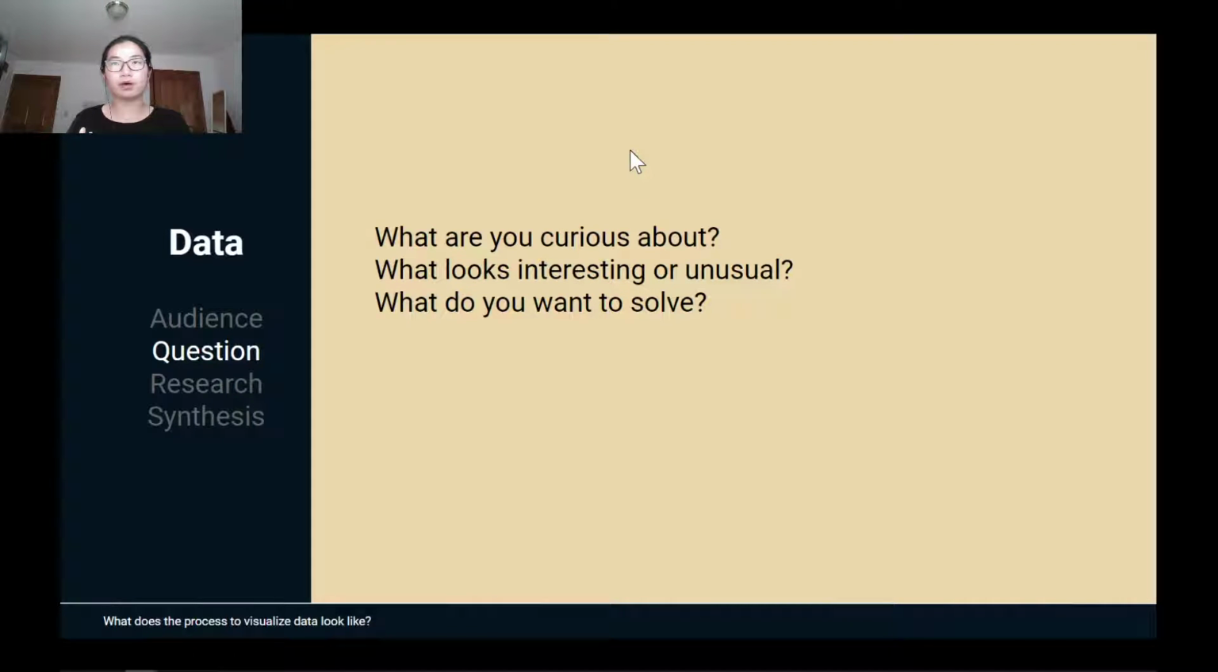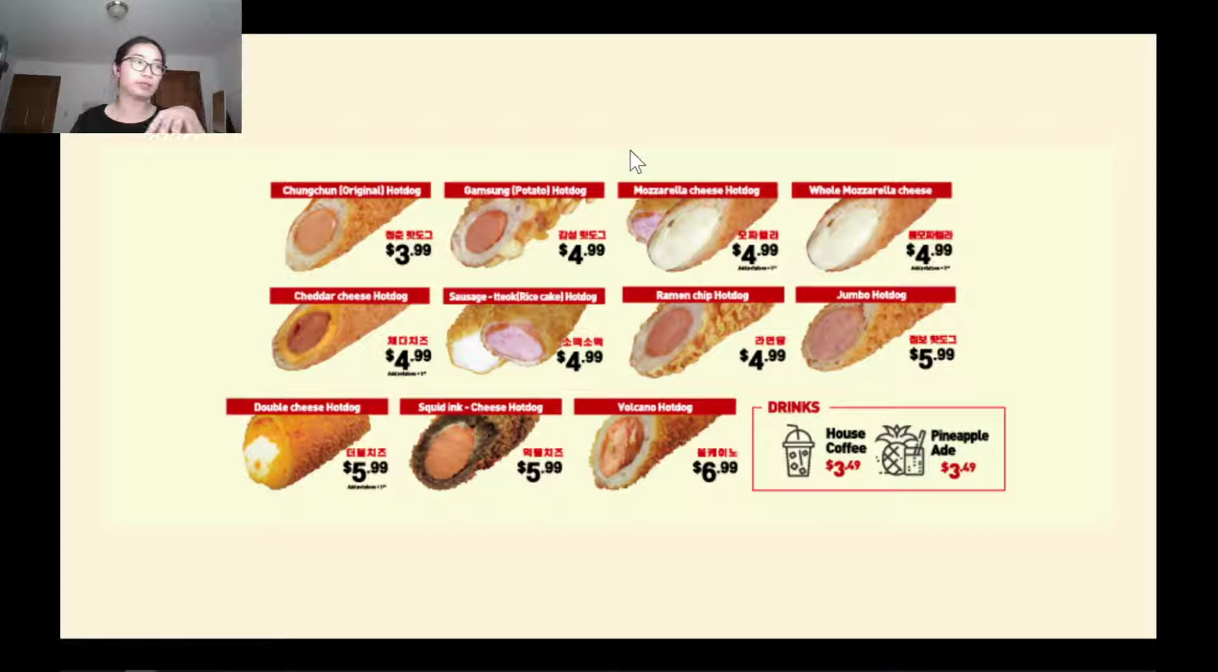So the second part is looking at a question. It's important to have something to guide you, and it's important that you're curious about it. I think that would be a good compass to help you navigate what kind of data to look for. Is there anything that is interesting to you, maybe unusual you want to explore, maybe an interesting topic? Is there something you want to solve? When I made the menu project, the problem I wanted to solve was making it easier for people to make a decision on what they want to order.